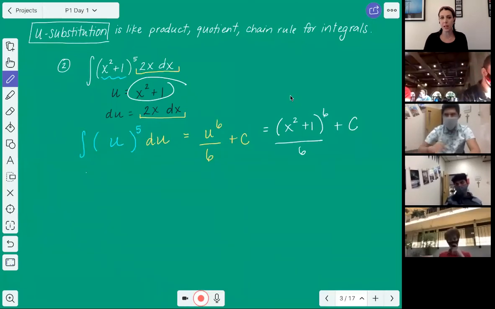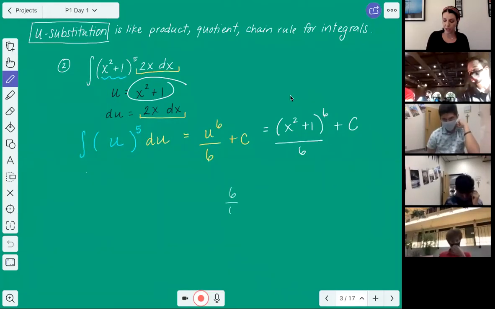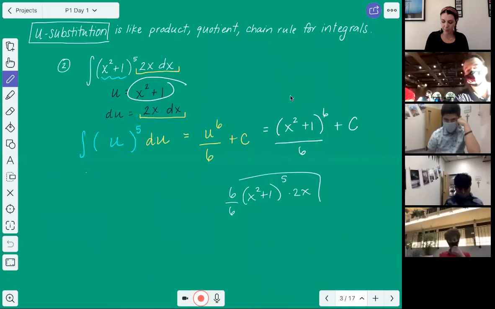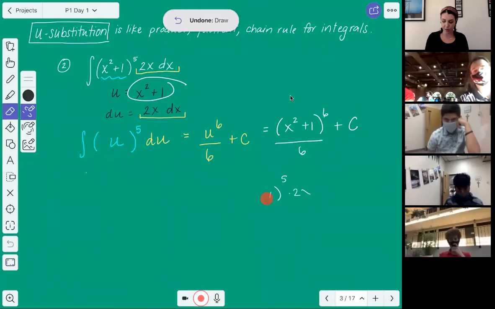We talked about this in class on Friday, but a way to check this answer is to take the derivative of this function. If I were to take the derivative of this, yes, I would need chain rule. I'd bring down that 6. I'd have 6 over 6, x squared plus 1 to the 5th power, times the derivative of the inside function, so it's times 2x, and then the derivative of the c would go away. So 6 over 6 is just 1, and you end up getting what we had to start. You can always check your answers by taking the derivative of them.